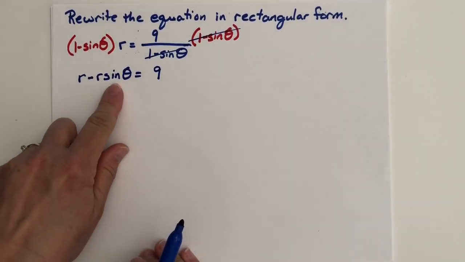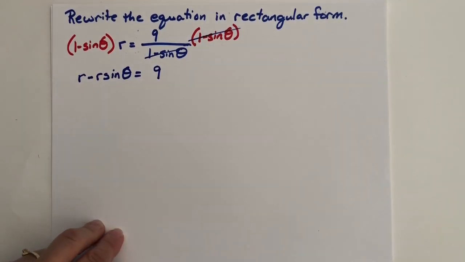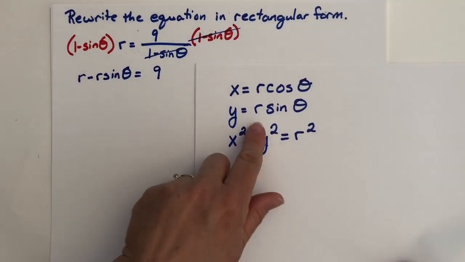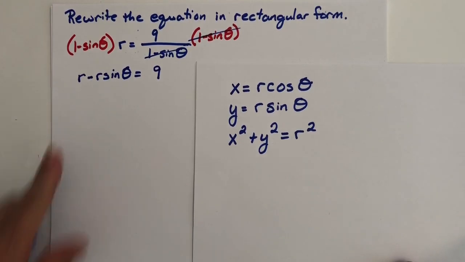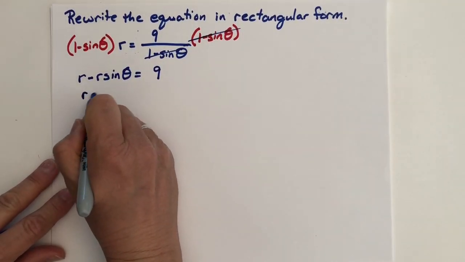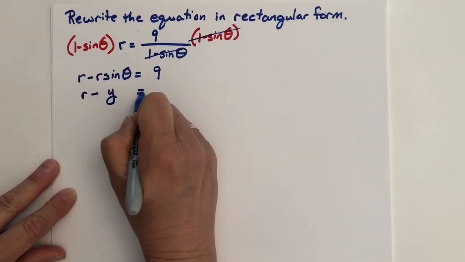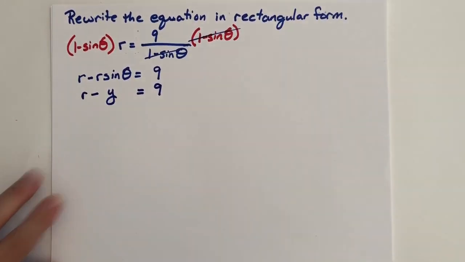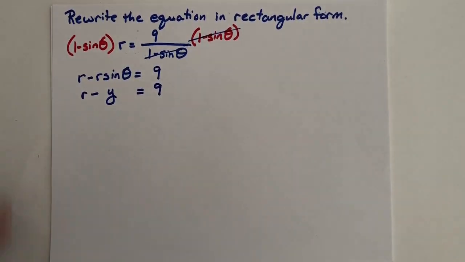Now I hope that r sine theta jumps out at you, because we know r sine theta is equal to y, so let's make that substitution. So we have r minus y equals 9. So I now just need to take care of that r. I don't have a nice substitution for r.